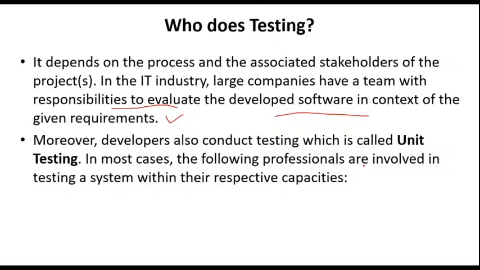Even the analyst will do it, like they will analyze the proposals. So it depends upon the process and the associated stakeholders. Associated stakeholders is very important. It means even the customer is involved in the testing, because he has to agree on what the customer expects, like alpha testing and beta testing. In that we involve the customer also for the validation.